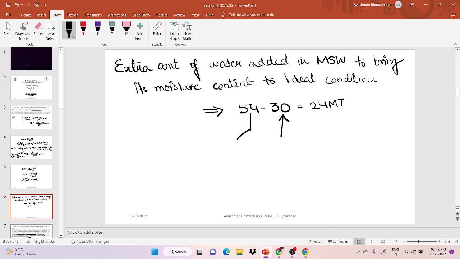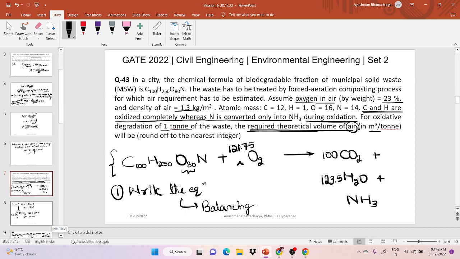So then we proceeded with the next question where they have given some formula, and in that they have told that the waste has to be treated with the forced aeration composting process, for which air requirement has to be estimated. And then they have given the data regarding C and H are oxidized completely, whereas nitrogen is converted only to ammonia during oxidation. Based on the given data, we formed our equation.